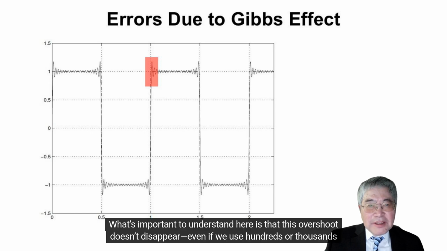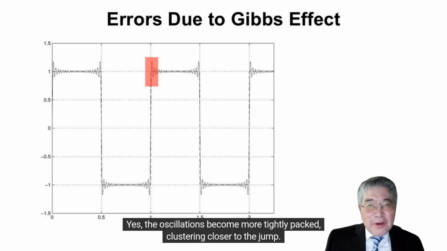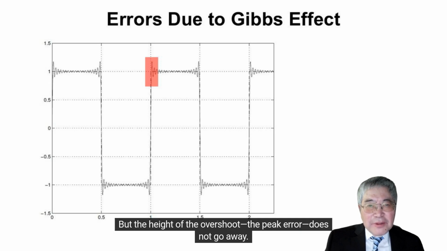What's important to understand here is that this overshoot doesn't disappear, even if we use hundreds or thousands of terms. Yes, the oscillations become more tightly packed, clustering closer to the jump, but the height of the overshoot, the peak error, does not go away. It approaches a fixed value, about 9% of the jump in the function. That's the defining feature of the Gibbs effect.